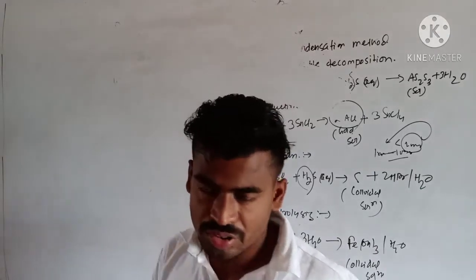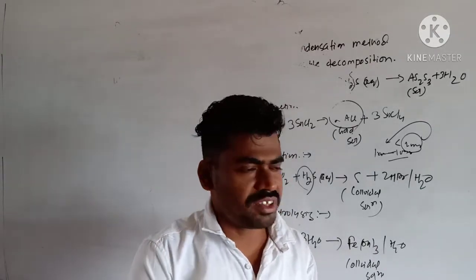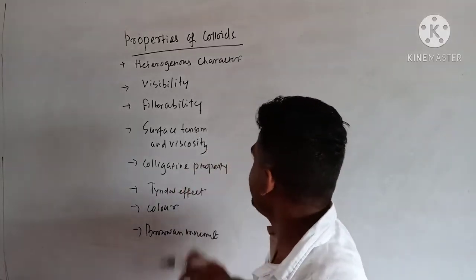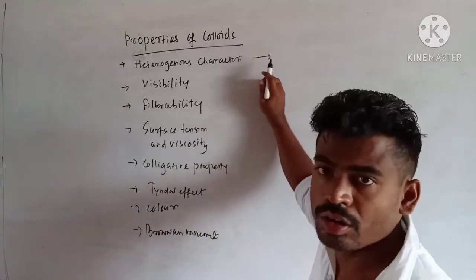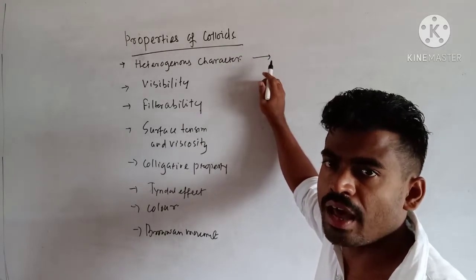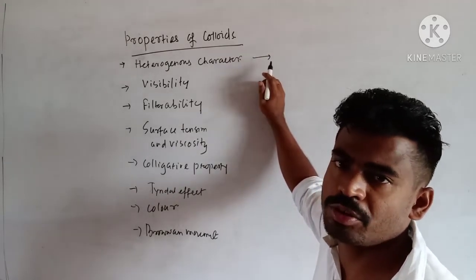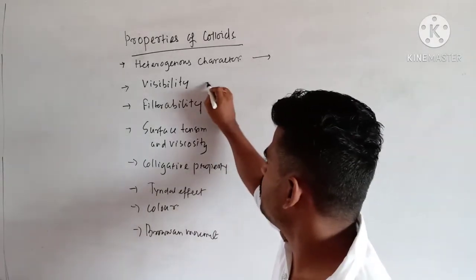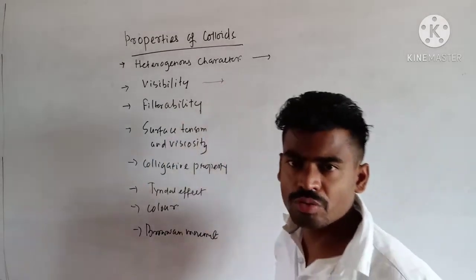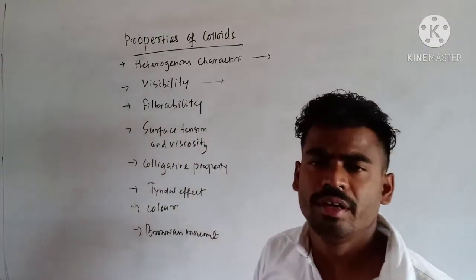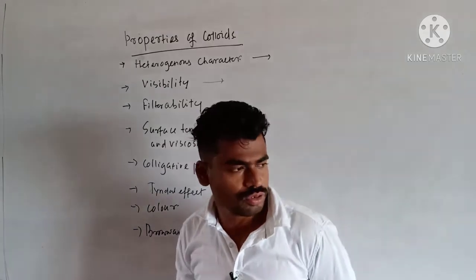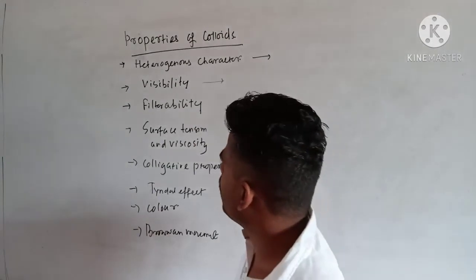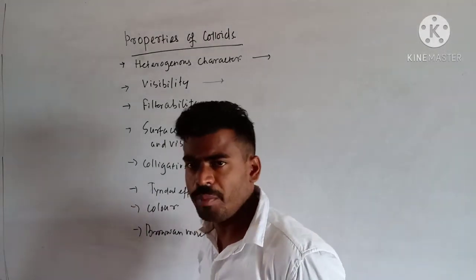That clear? So this is all about the preparation of colloid. Let us discuss properties like heterogeneous character. As I have told you, colloidal salts are heterogeneous in nature, with different phases, dispersed phase and dispersion medium. Next is visibility. Colloidal particles cannot be visible through the naked eye. You can use microscopes for the visibility of colloid particles.